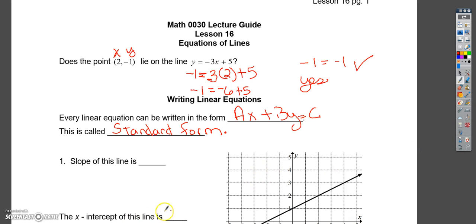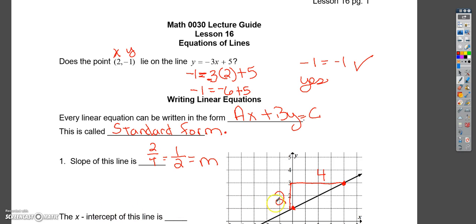This is the slope of this line right here. We have to pick 2 points. So here's a point, here's a point. Draw our right angle. I have to rise 2, 1, 2, 3, 4, and run 4. So rise over run. So our slope is 1/2.